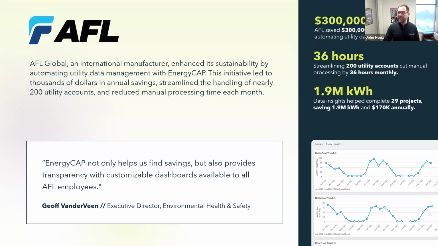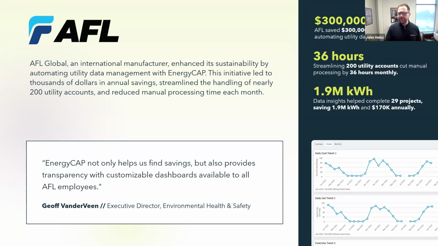They've identified 36 hours on top of the 300,000 that they're able to cut out of labor. So imagine team members, now all of a sudden you basically have a full work week that can be shifted toward other priorities and other projects. So really valuable for them.